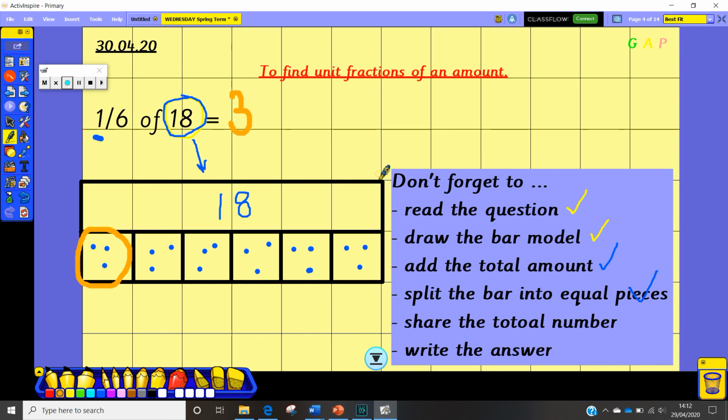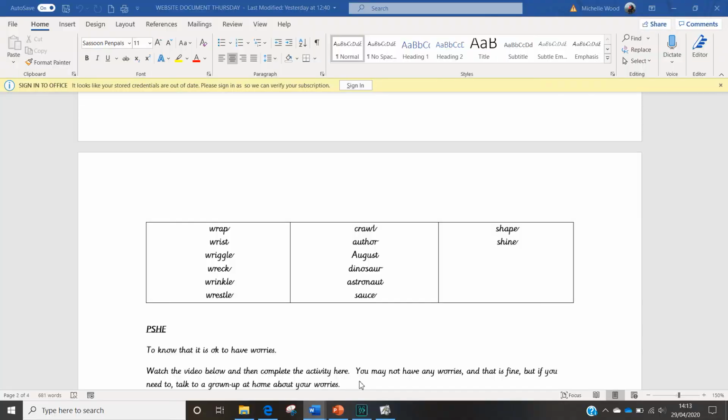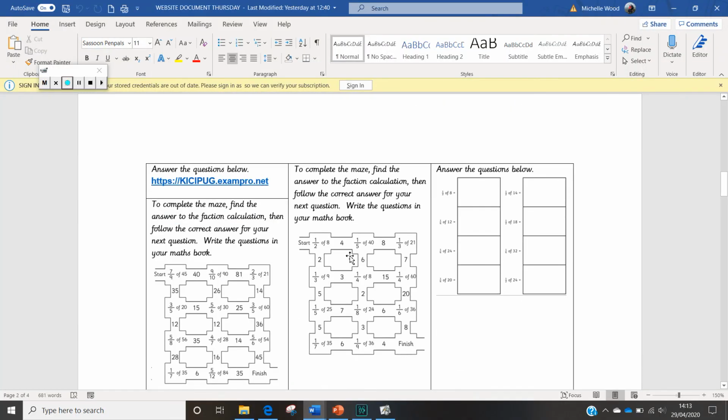So have a really good go at working through your questions to find your unit fractions of your amount. Have fun at trying to get through the tricky maze. Just make sure that when you answer, if I show you the maze very quickly, the maze is here. So answer this question here, 1/2 of 8. And then when you get the answer will either be 2 or 4. So choose the answer and then follow the path. So that's how it works. So have a really good go at trying to get yourself through the maze. Good luck if you're working on the maze.